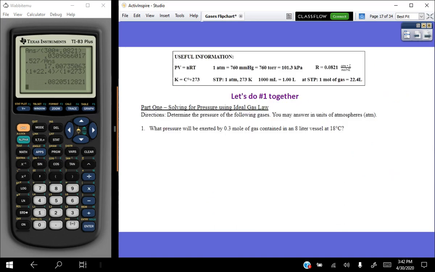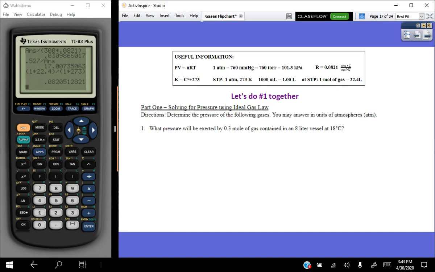So let's go ahead and solve a couple of problems together. There's some useful information at the top. We obviously have the ideal gas law, which is PV equals nRT. We have some conversion factors that we talked about in the last lesson for our pressure units. We have millimeters of mercury, torr, kilopascals, and atmospheres. We have a reminder that STP is 1 atmosphere and 273 Kelvin, and at STP, 1 mole of gas is equal to 22.4 liters. We have our Kelvin and Celsius conversion equation, and then we also know 1,000 milliliters is 1 liter. Yes, you will have to do some conversions here.